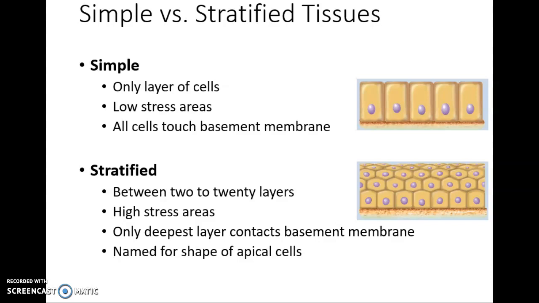So in pseudo-stratified columnar cells, some cells are shorter and some are taller, but they do all make contact with the basement layer. Pseudo meaning they are fakely stratified.